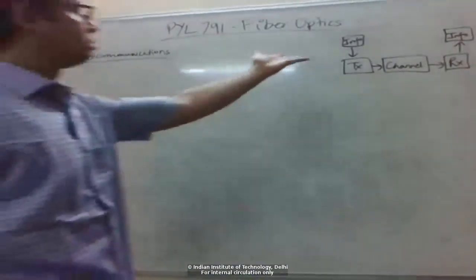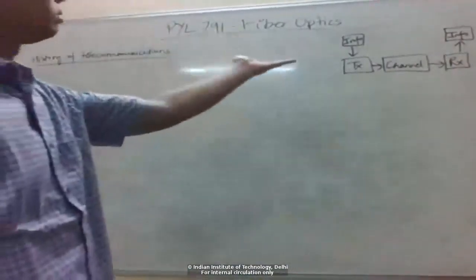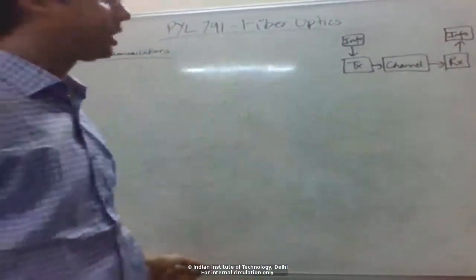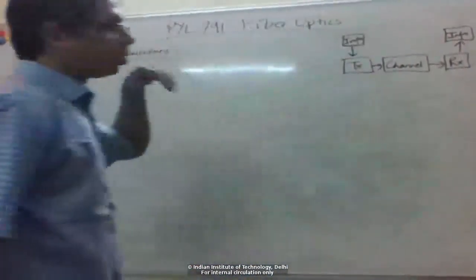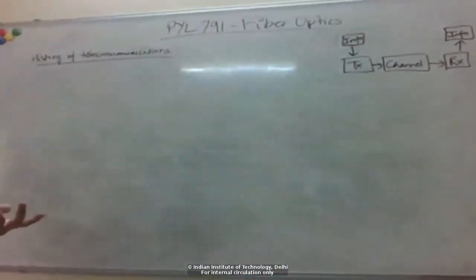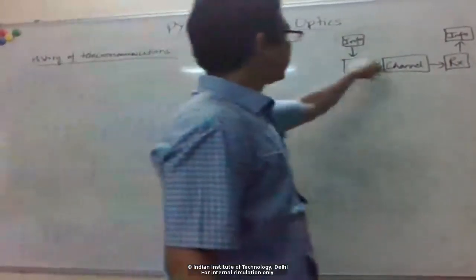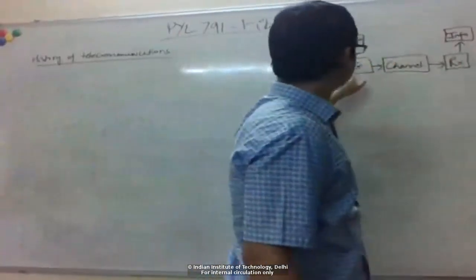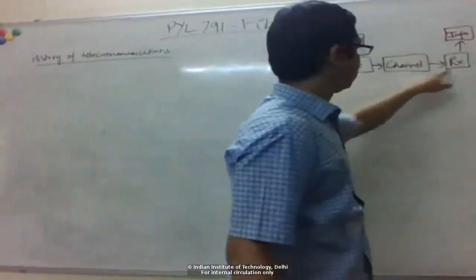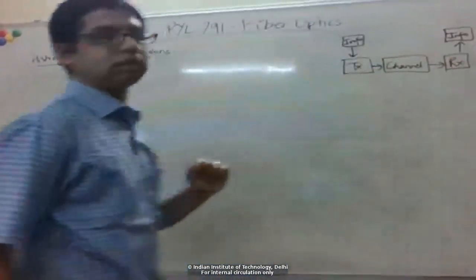So that's the most basic block diagram you can have for a communication system. This system has developed over the last 100 years. In the initial days, everything was electronic, and nowadays the part in the middle is optical.